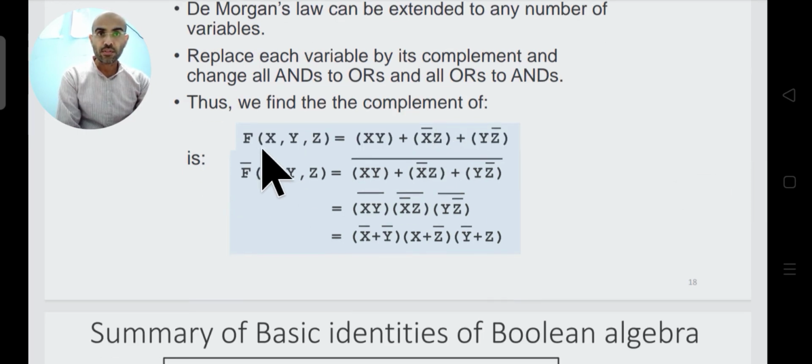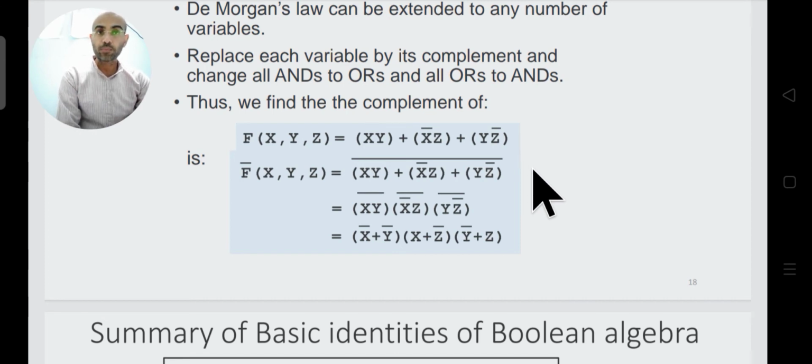So let's suppose the function given is f equals xy plus x bar z plus x z bar. Now you want the complement of this function. So what will you do? What will be the complement? You complement all of this. If you complement this whole thing, then what will happen? You can use De Morgan's.